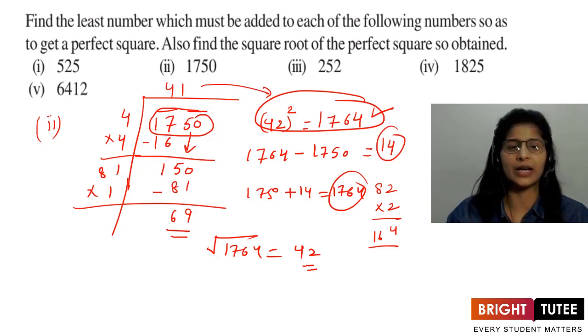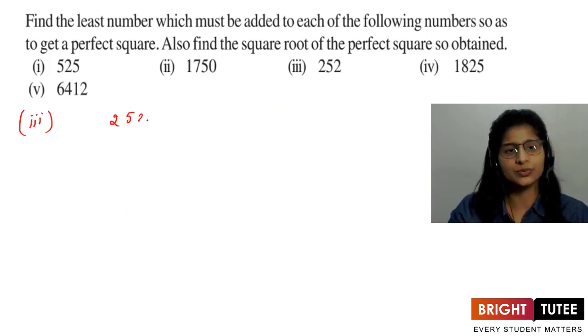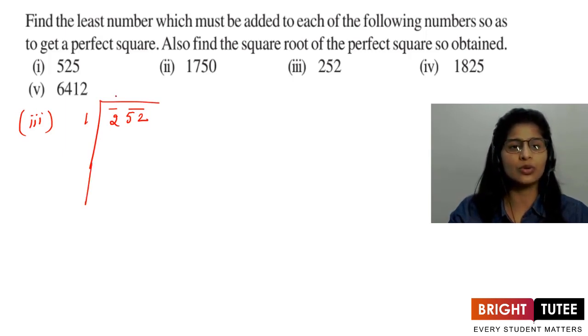Let's practice the third one now. I hope now the method is quite clear and you all can attempt the questions very easily. 252. Form the bars from the rightmost digit and we are left with only a single digit, that is 2, on the leftmost side. So because it is 2, we will go with 1. 1 into 1 is 1. Subtracting 1 from 2, we get 1. Copy down 52. Double of 1 is 2.